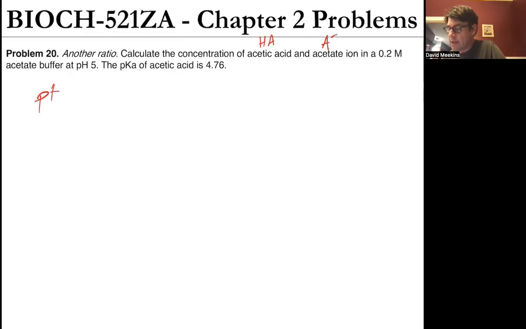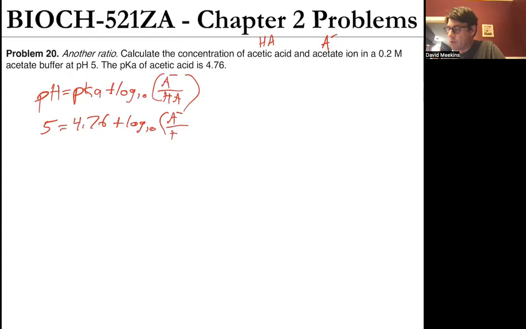Of course, we're going to use the Henderson-Hasselbalch equation. pH equals pKa plus the log base 10 of acetate over acetic acid. And so we know the pH, so that's 5 equals 4.76, which is the pKa, plus the log base 10 of acetate over acetic acid. So algebraically, we subtract 4.76 from each side. That gives you 0.24 equals the log base 10 of acetate over acetic acid.